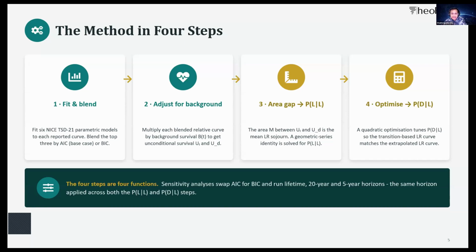Everything that I'm going to show you, we have run under different assumptions. I know you have a couple of questions about how you blend the curves, whether it's based on AIC or BIC, so we have performed all of these in a scenario analysis.